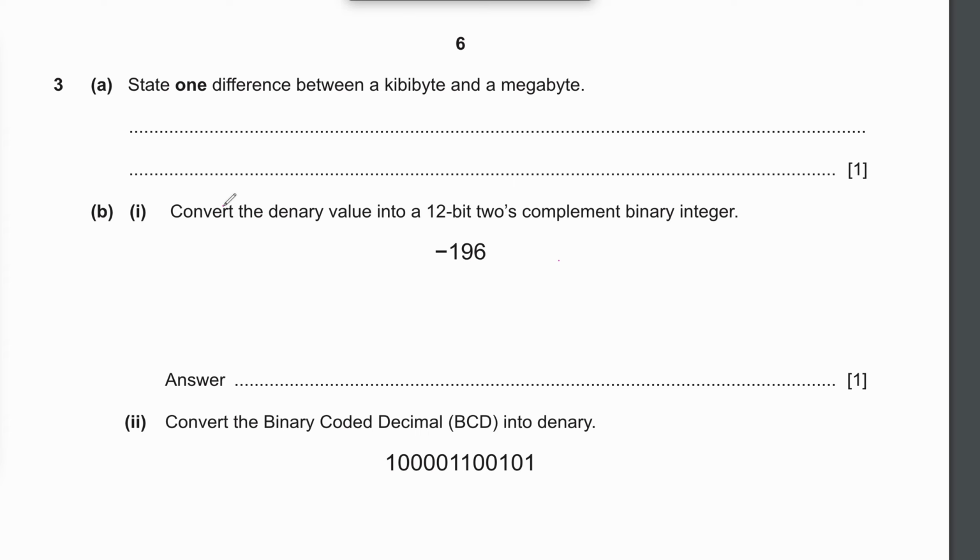state the difference between kibibyte and megabyte. State one difference between kibibyte and megabyte. When we talk about kibibyte, we're talking about binary prefix. But when we talk about megabyte, it's actually a decimal prefix, because it goes with 10 to the power of something. Then kibibyte goes with 2 to the power of something bytes. I hope that makes sense.